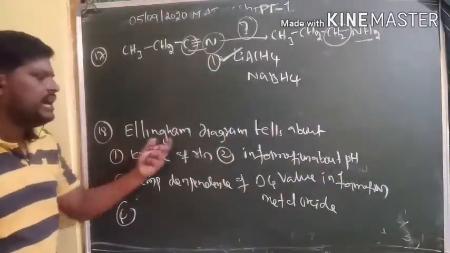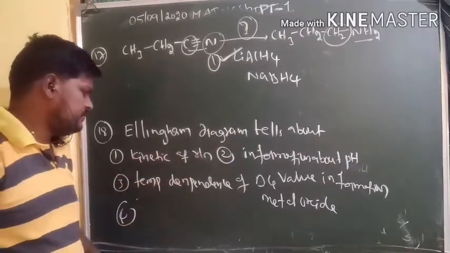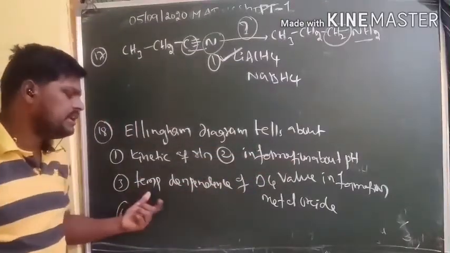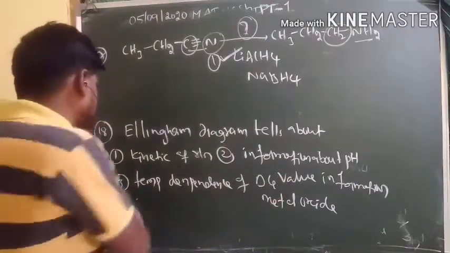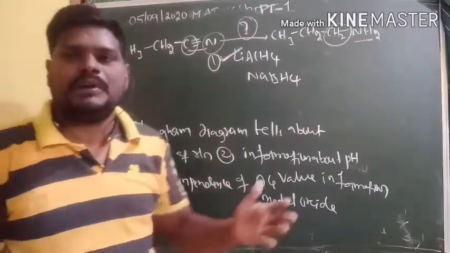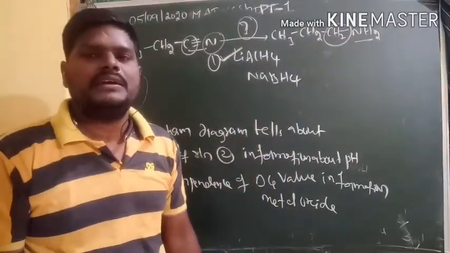Next, the Ellingham diagram tells about: first option, kinetics of reaction; second, information about pH; third, temperature dependence of delta G value in formation of metal oxide. This is a direct question. Yes or no? The third option is correct, because what is the definition of the Ellingham diagram?